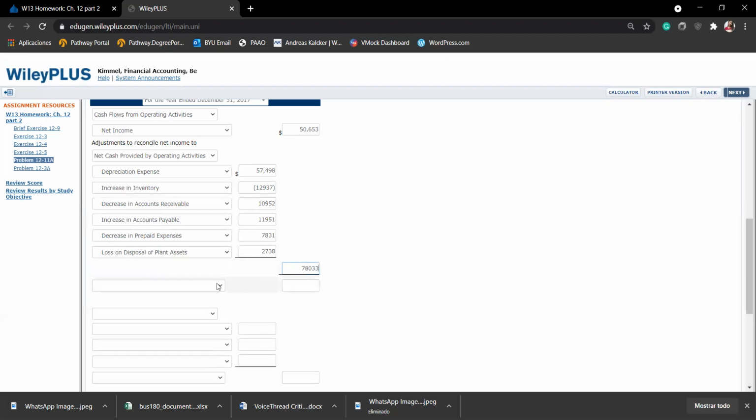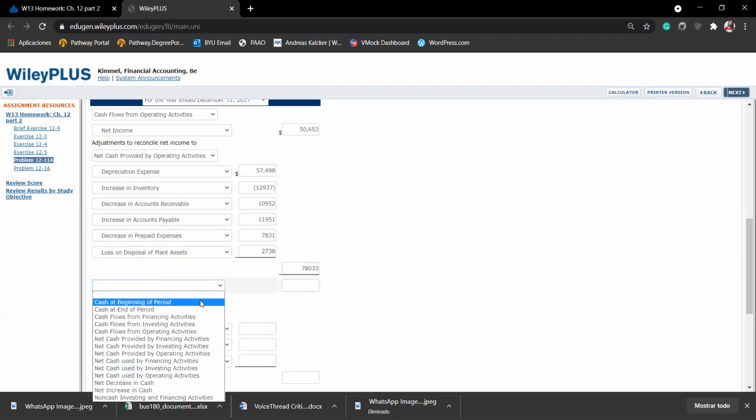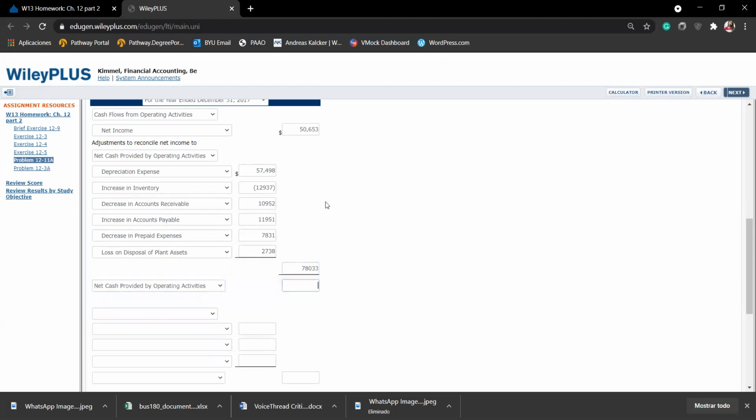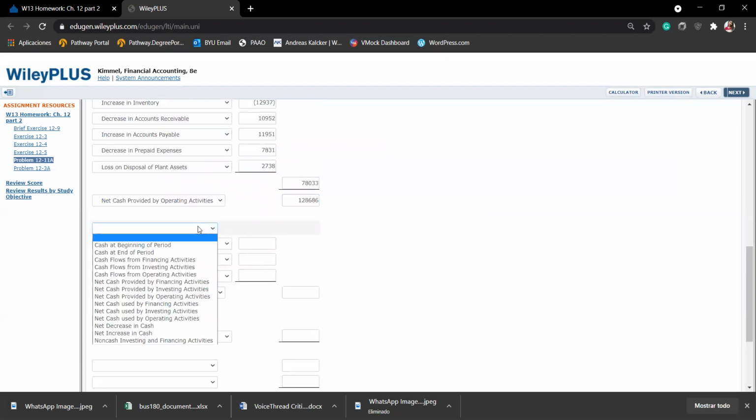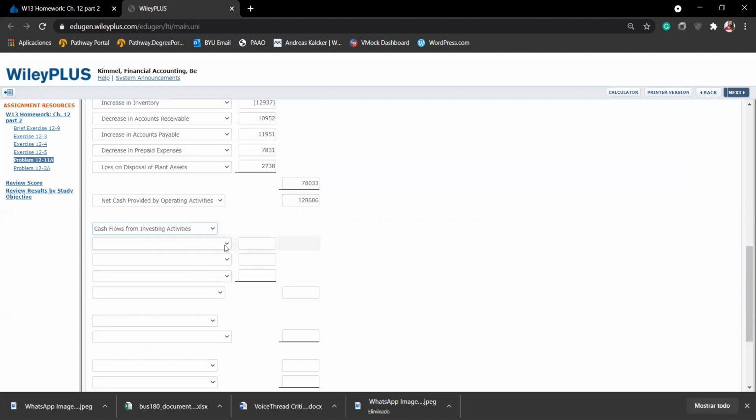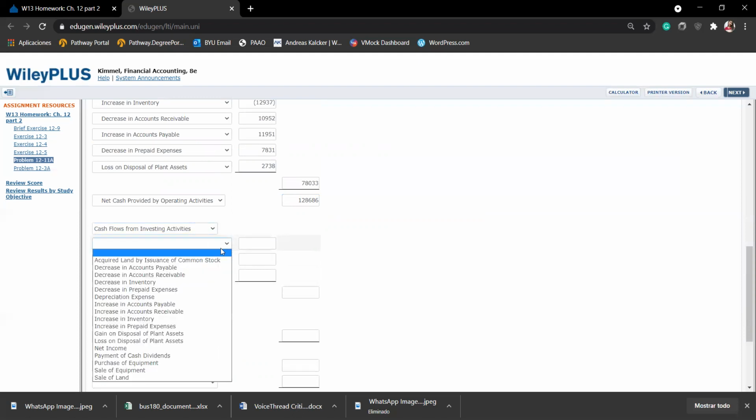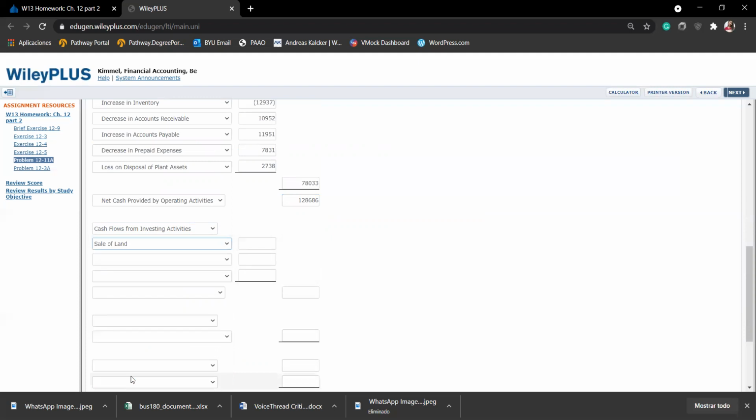And we have here the net cash provided by operating activities, which is the sum of the adjustments and the net income. Next, we have the cash flow from investing activities. Here we have the sale of land.